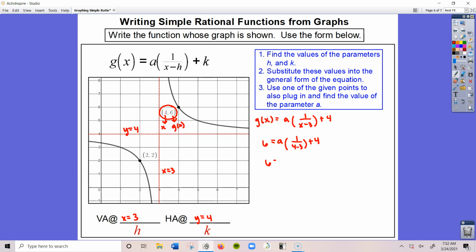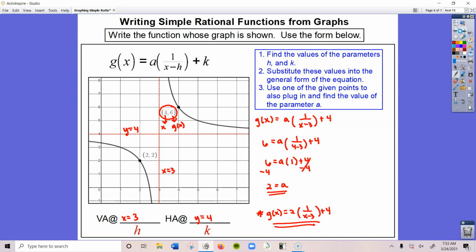This gives me 6 is equal to a times, now here we have 1 over 4 minus 3, which is 1. And 1 over 1 is just 1, plus 4. To solve for a, we would subtract the 4. And we get 6 minus 4, which is 2, is equal to a times 1, which is just a. So a is 2, which is what I needed. So now the equation for this graph is g of x equals 2 parentheses 1 over x minus 3 plus 4.